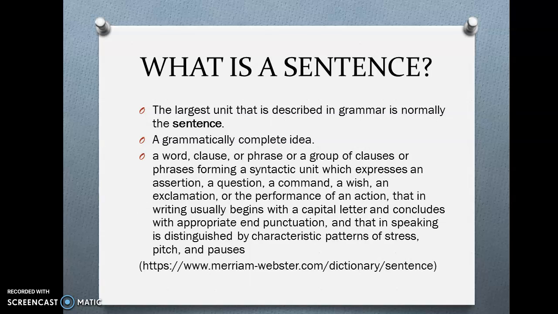But this definition is the one that I prefer because it states that a sentence can be a word, a clause, a phrase, or a group of clauses that together form a syntactic unit expressing an assertion, a question, a command, etc. But this definition also covers sentences in spoken texts distinguished by patterns of stress, pitch, and pauses.